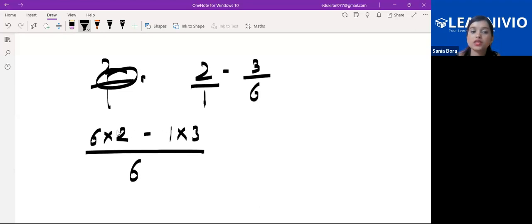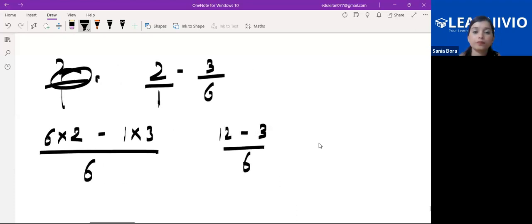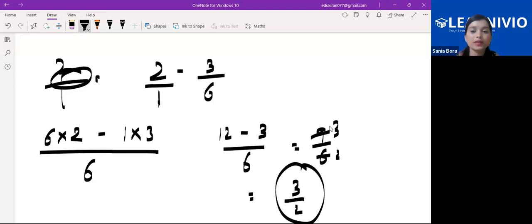So now 6 multiplied by 2 is 12, and 1 times 3 is 3. Then you get 12 minus 3 by 6, and that is 9 by 6. Then 3 3s are 9, 3 2s are 6. So 3 by 2 is the final answer. Okay? Everybody, this method is clear.